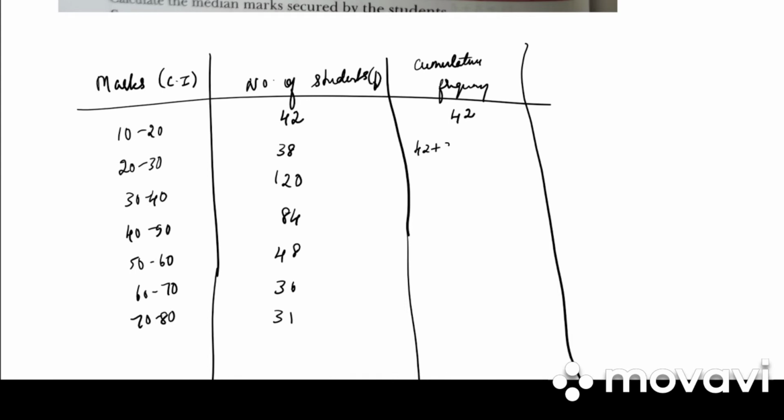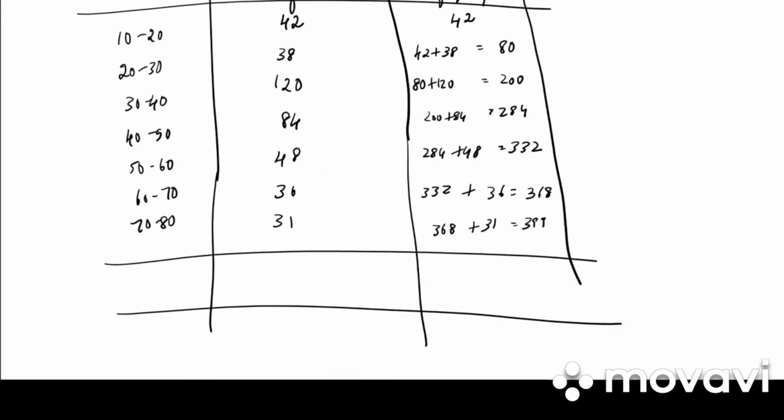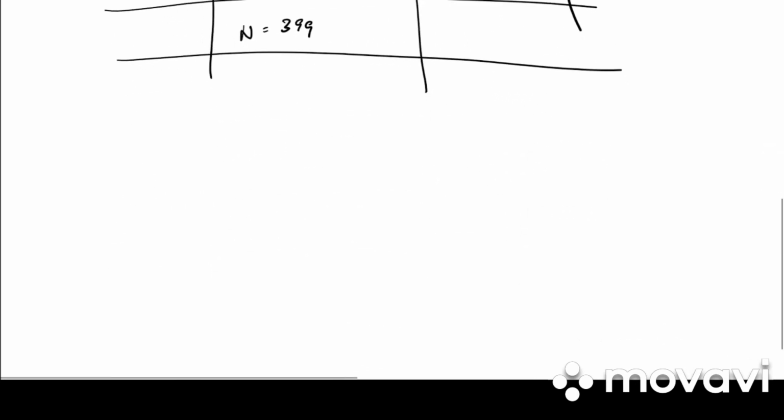42, 42 plus 38 is 80, 80 plus 120 is 200, 200 plus 84 is 284, 284 plus 48 is 332, 332 plus 36 is 368, 368 plus 31 is 399. So what is n? n is 399. So what is the first step?